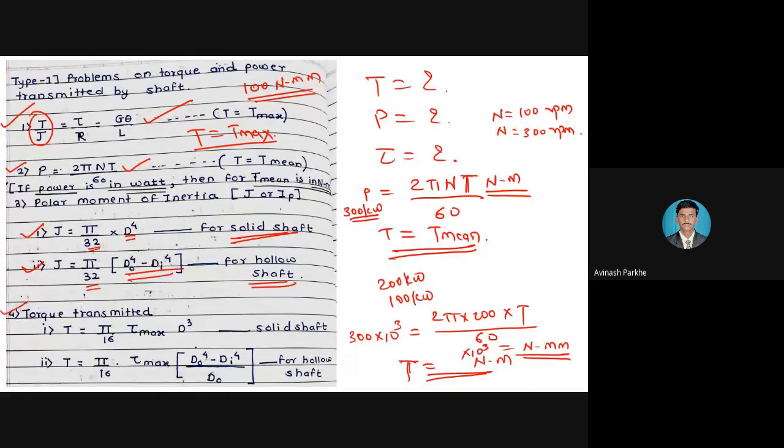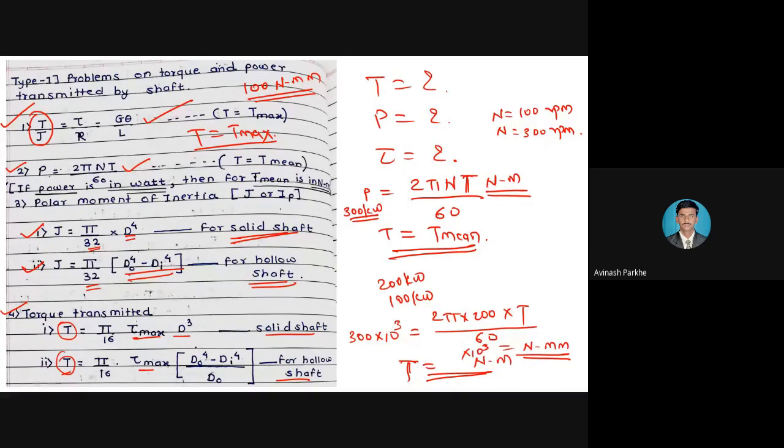Then the next formula, torque transmitted. Just now we discussed torque transmitted by the solid shaft: T is equal to π/16 into tau max into d³. And the second formula, for the hollow shaft: capital T is equal to π/16 into tau max into (do⁴ minus di⁴) divided by do. That means for torque transmission capacity, if I have to check the strength of the solid shaft and the hollow shaft, I have separate formulas to find their torque.